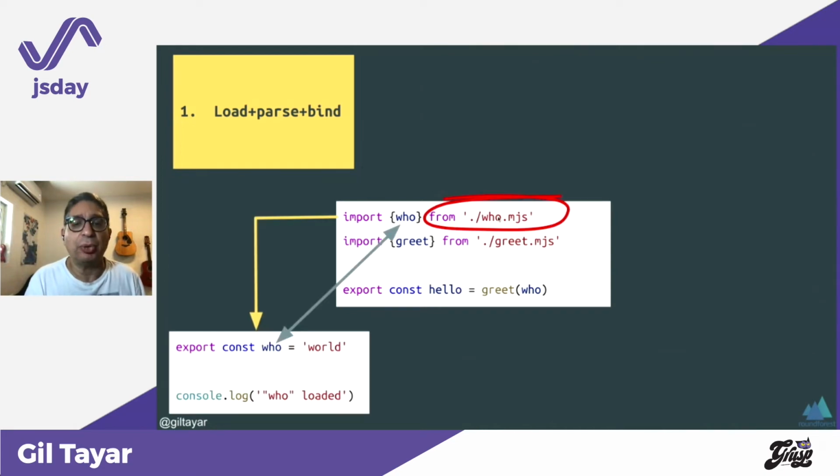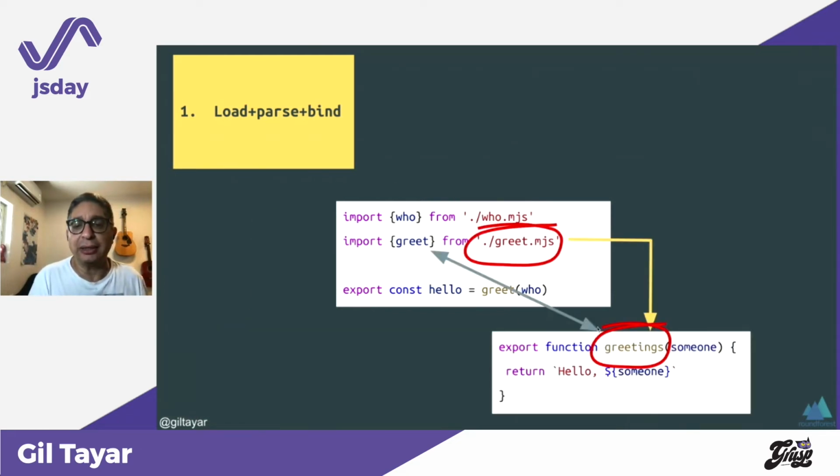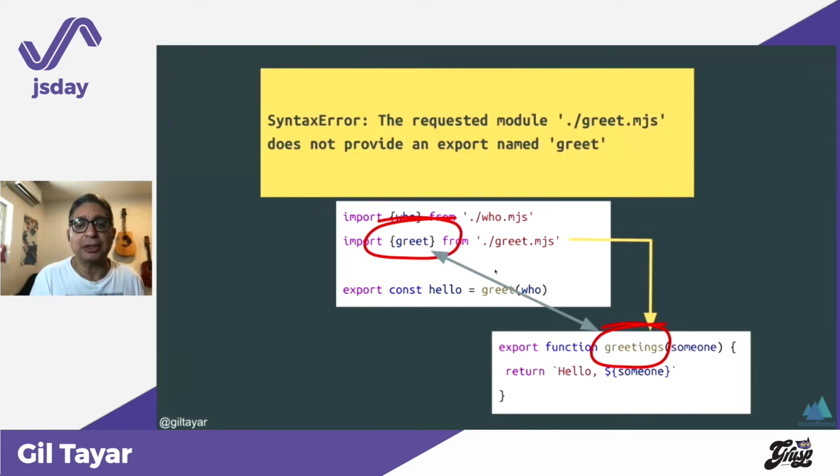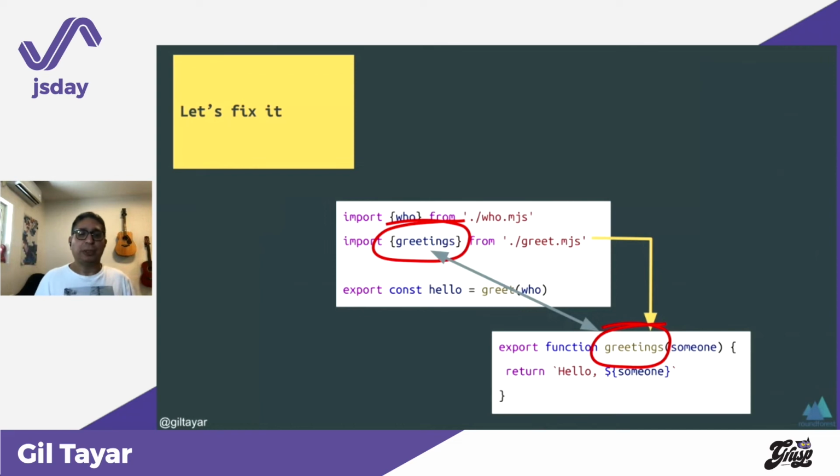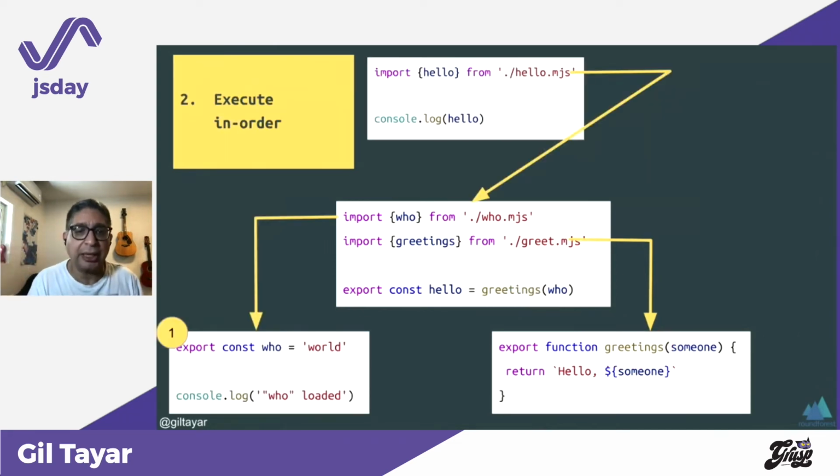Now it looks at the imports, loads who.mjs, again, not running anything, and binding it here, and loading this, and boom, it understands that there's a problem with the binding. It hasn't run anything, and you get a syntax error before everything is run. So the parsing and binding fails before the execution. How do we fix it? We change this to greetings, and the thing is executed now.